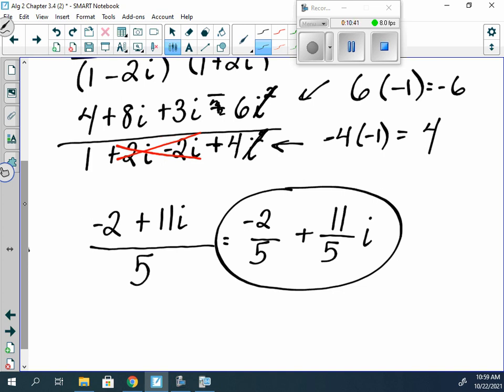Now, if we could simplify it down, if there was a common factor on top and bottom with either 11 and 5 or 2 and 5, then we would simplify it. But here, since there's not one, we leave it as this. Now, we do pull the i out to the side, so we have it in the form of a plus bi, just keeping it in standard form of a plus bi. Any other questions on this here?